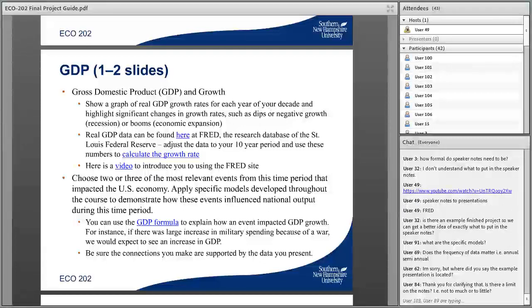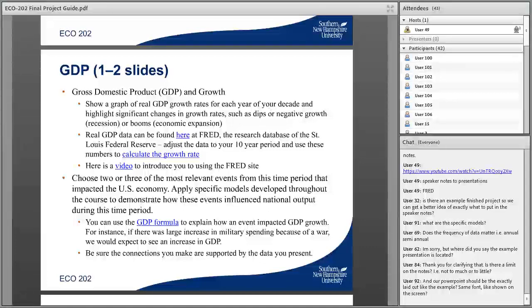Yes, Floyd, semi-annual is too much. Annual would be sufficient for the graph.